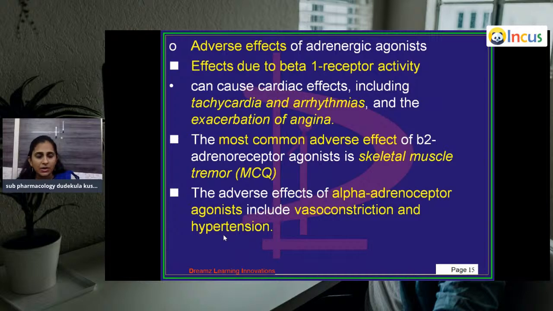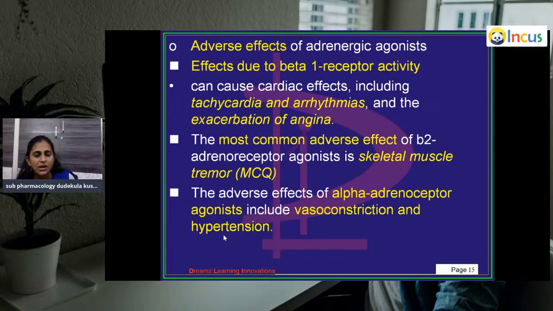Because of this non-selective activity, acting on alpha, beta 1, beta 2 and other receptors, these drugs are not used. Tachycardia, arrhythmias, and exacerbation of angina occur because of their action on the beta 1 receptor present in the heart. The most common adverse effect of this beta agonist is skeletal muscle tremor.